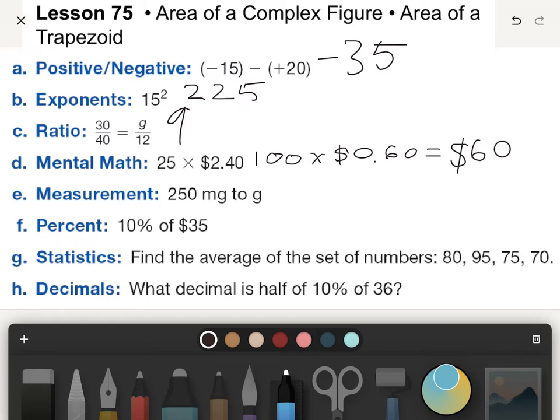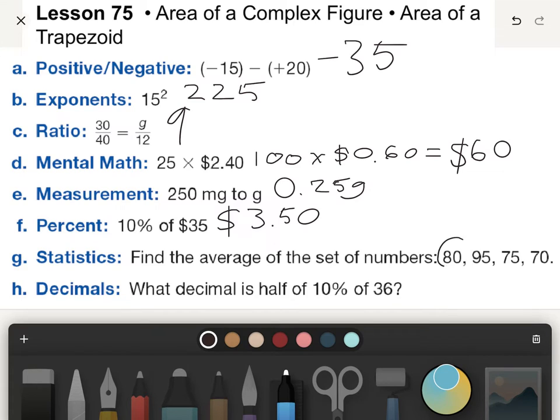Okay, then, milligrams are 1/1000th, so this would be 25 tenths of a gram. Then this would be $3.50. That's pretty simple.